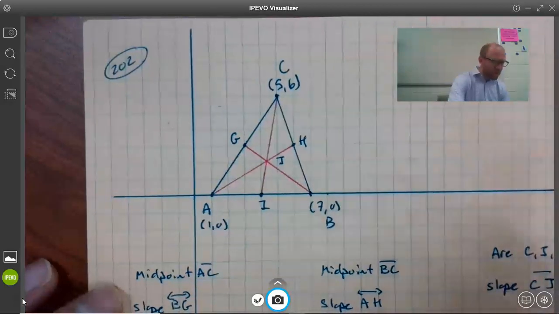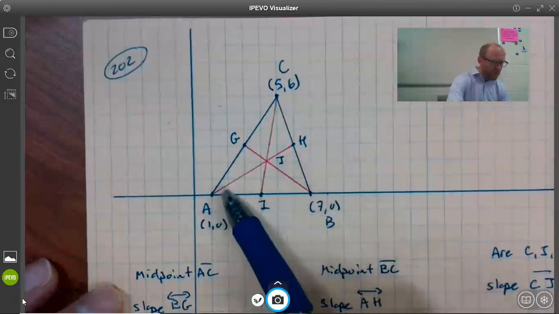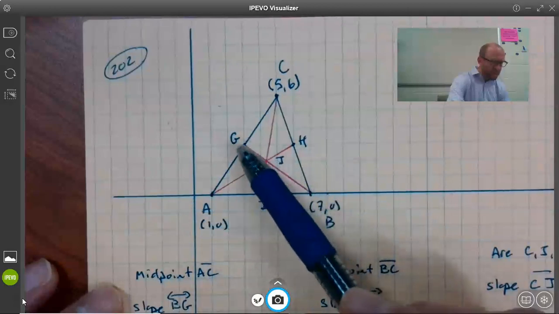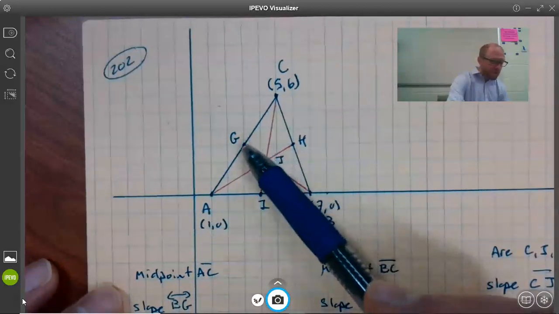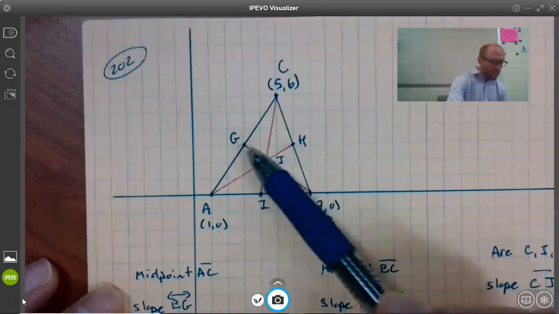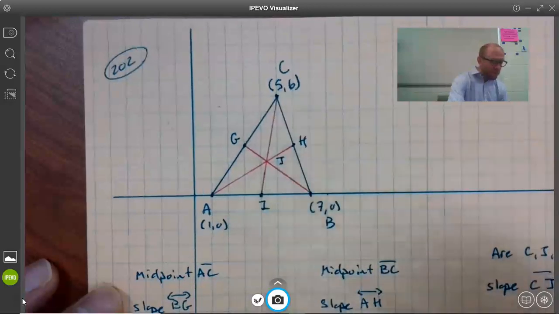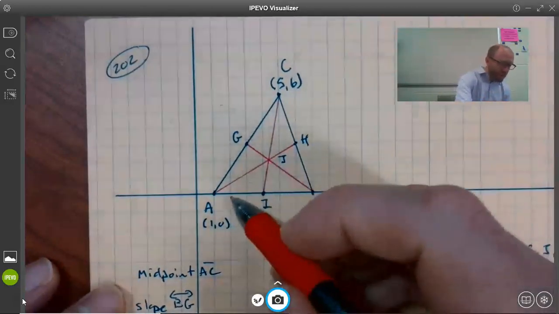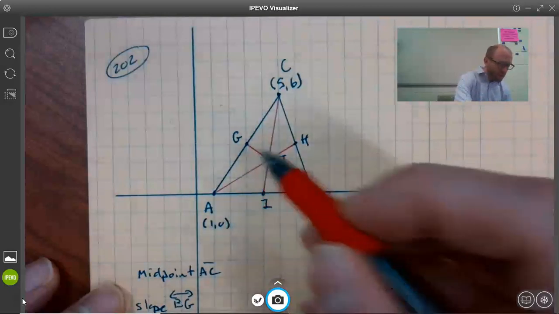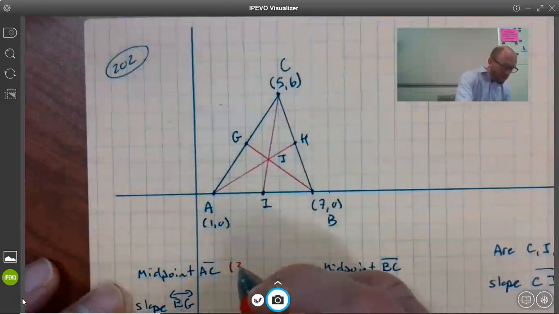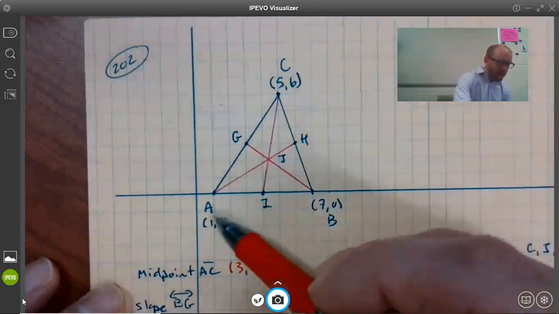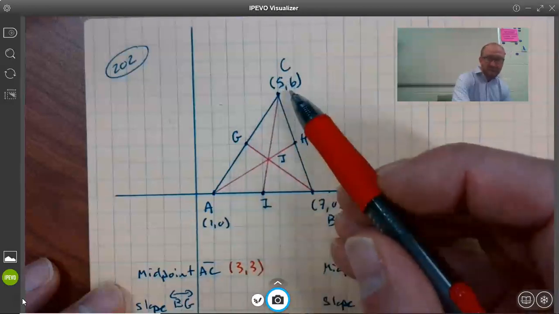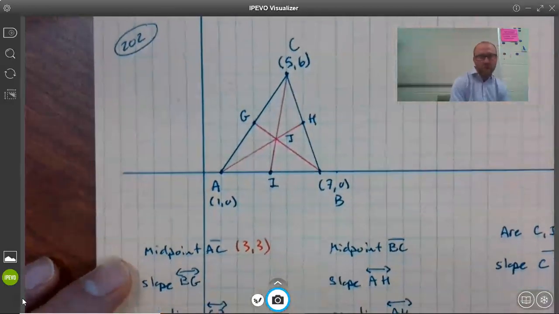Okay, so let's start by finding the equation for BG, this line here. It's going to pass through the point 7, 0 and the midpoint of side AC. So we're going to find that midpoint. If we look here, you'll see that midpoint is 3, 3. We could calculate that by just 1 plus 5 is 6 divided by 2 is 3, and 0 plus 6 divided by 2 is 3. So use the midpoint formula, but we've done that before.